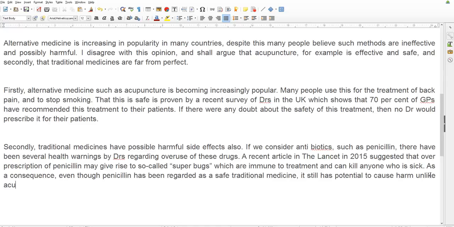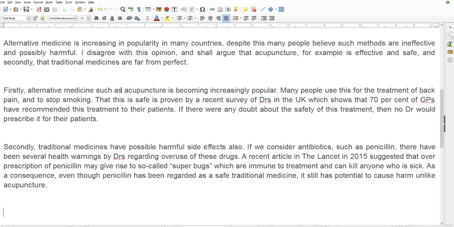Unlike acupuncture, so I'll link that back to acupuncture. Okay, now that's not too bad. Let's just check. Traditional medicines have possible harmful side effects too. If we consider penicillin, there have been several health warnings regarding overuse. A recent article, a specific example, may give rise to so-called superbugs and can kill anyone who is sick. As a consequence, it still has potential to cause harm, unlike acupuncture. Now, that's not too bad.